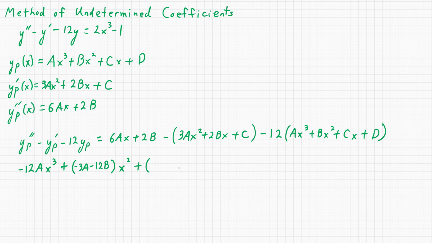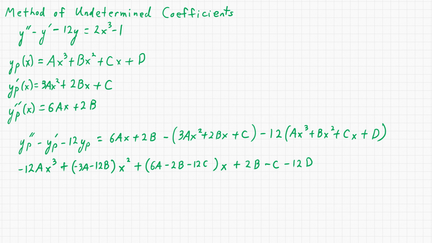Now I want to worry about the x terms. There should be three of those. There's a 6Ax, so 6A. There's a negative 2Bx, so minus 2B. And there's a minus 12Cx, so minus 12C. And then we have the constant terms, so that's going to be plus 2 times B, and then minus C, and then minus 12D.